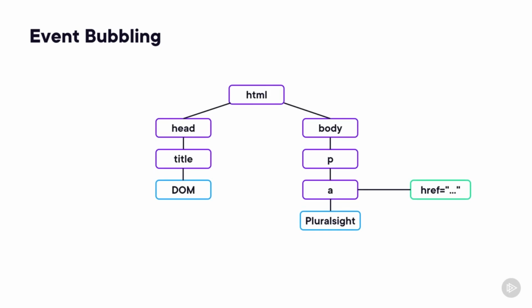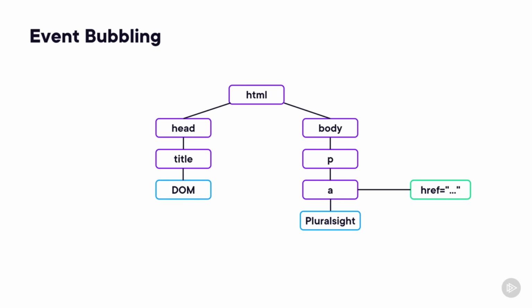HTML has a hierarchy, and that's super important when talking about event handling, because by default, what the browser does for events is something called event bubbling. Let me explain that with the structure we have already seen a few times in this course.